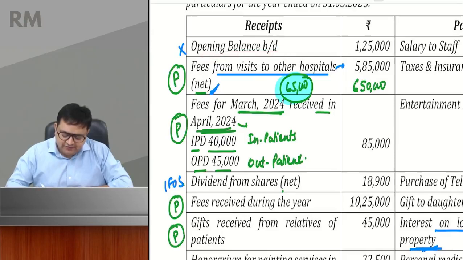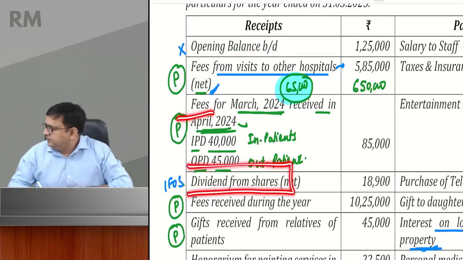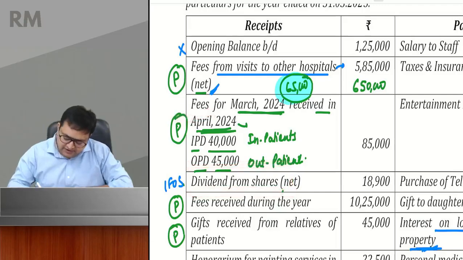Opening balance, no. Fees is professional. This is professional. This is IFOS income, dividend. So dividend is an IFOS income.